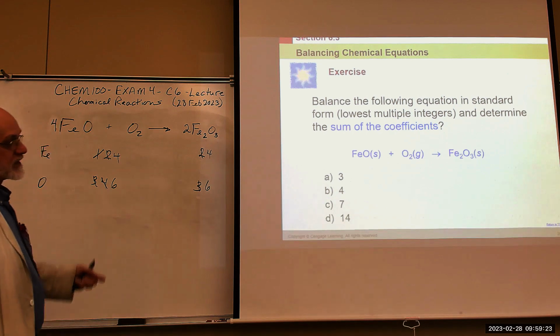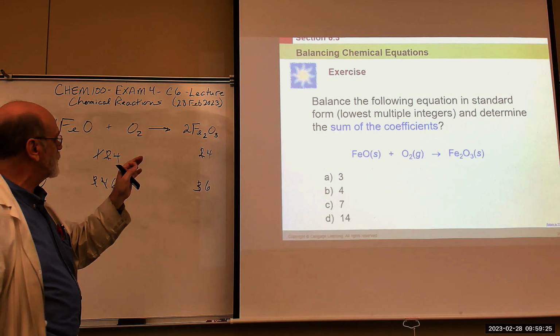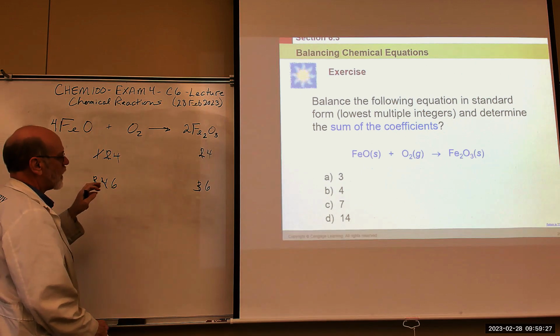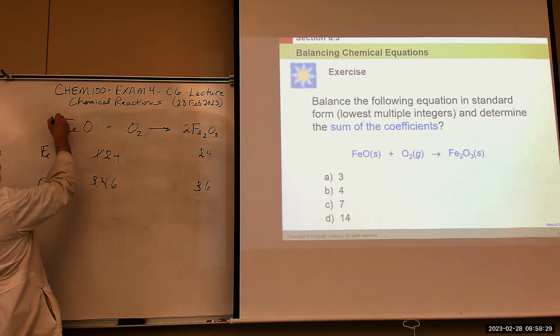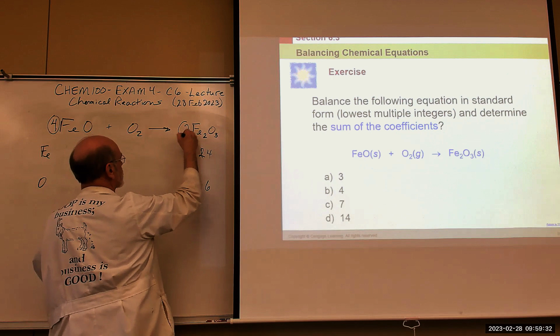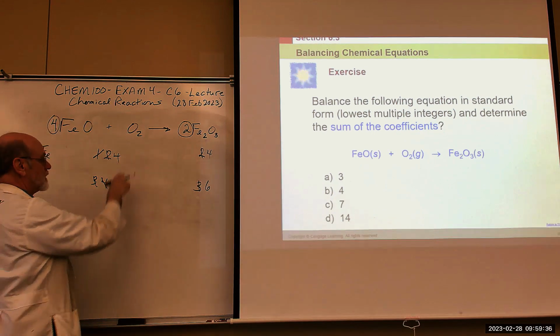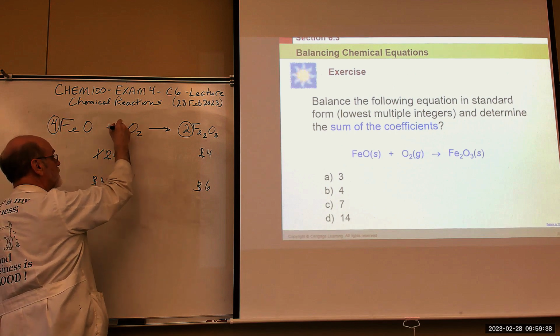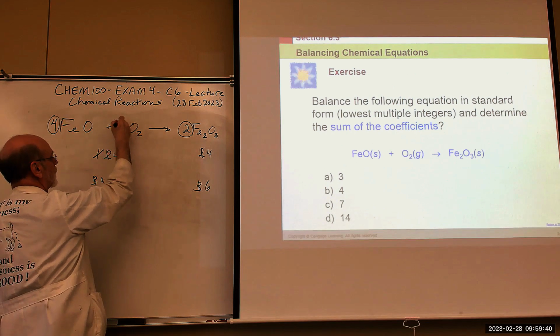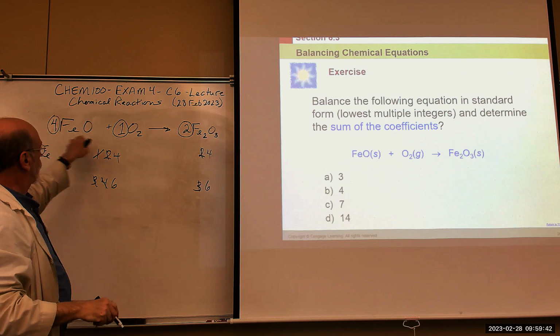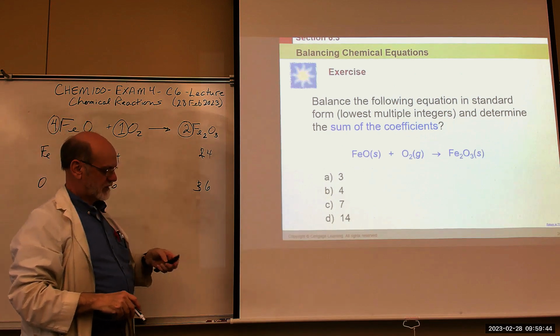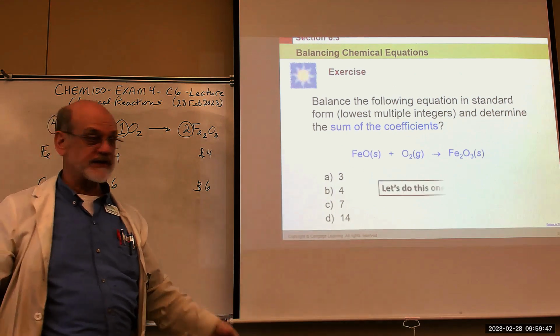Right. So when this says the sum of the coefficients, what are the coefficients? Well, we got a 4 there. We got a 2 here. So is the answer 6? No. You got 1 here. There's an understood 1 right there. So that means 4, 1, 5, 6, 7. The sum of the coefficients is 7.